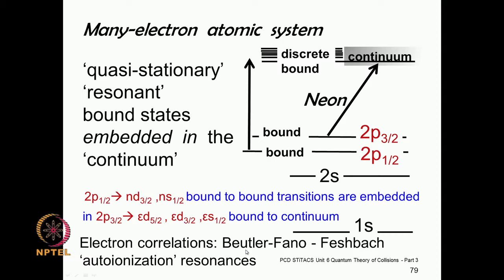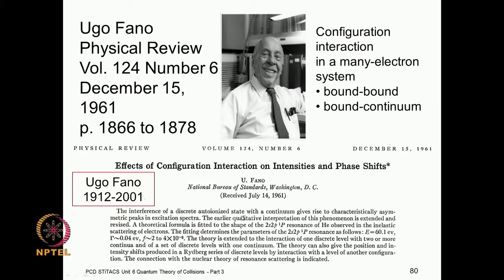In collision dynamics, they are usually referred to as Feshbach resonances or Fano-Feshbach resonances and so on. Or in atomic physics, when you are working with outer state, outer electron, you typically refer to them as autoionization resonances. Now, the classic analysis of this is due to Fano, and I really like to show a picture of this paper. It is a classic paper.